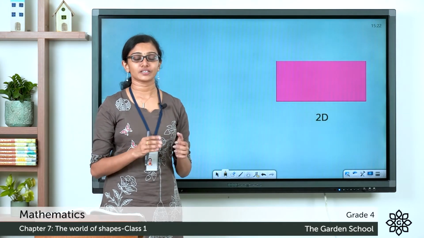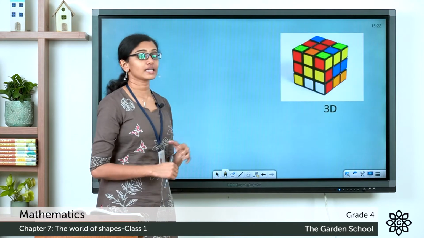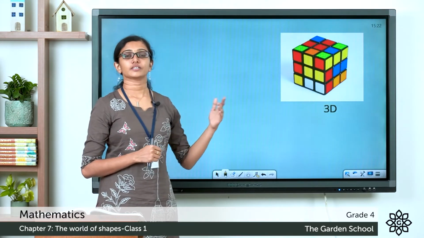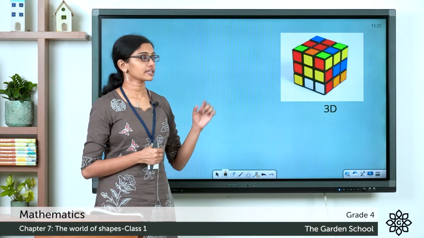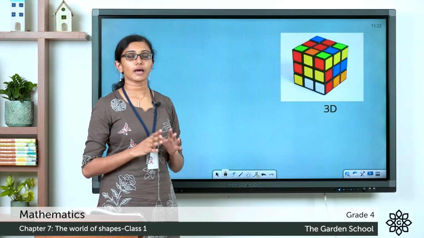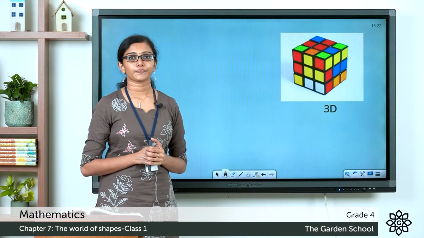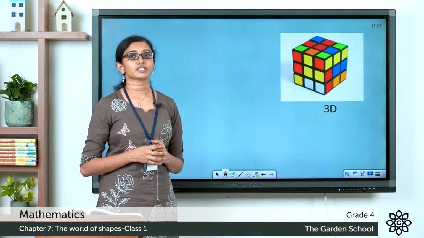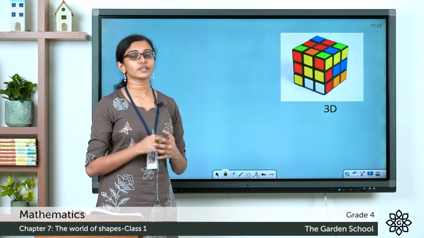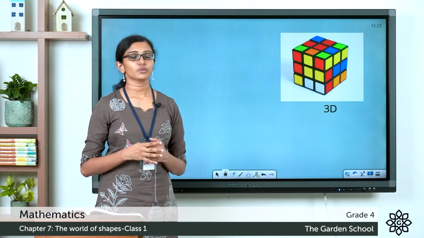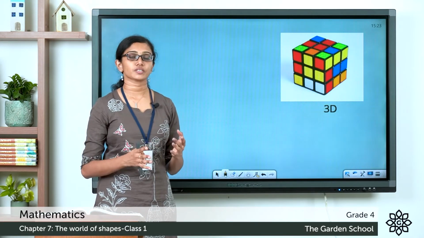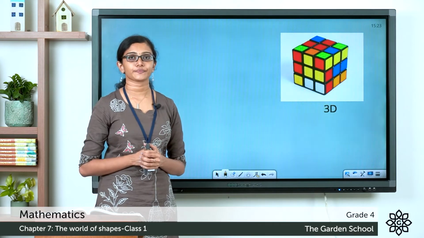Now let's see what is a 3D shape. We can see a Rubik's cube here, and it has got a length, it has got a breadth or width, and it has got some thickness. So this is a solid object or shape and it occupies some space. So such shapes or objects are called solid shapes or 3-dimensional shapes or 3D shapes. And we usually describe 3D shapes with 3 dimensions such as length, breadth and height.